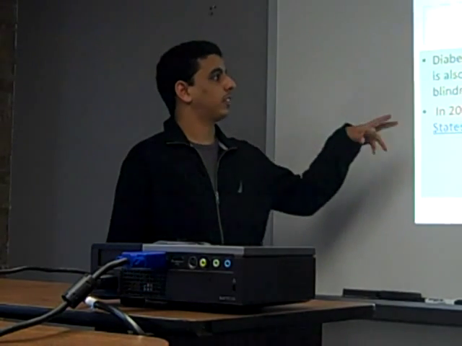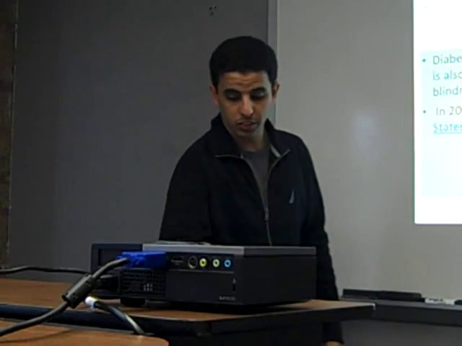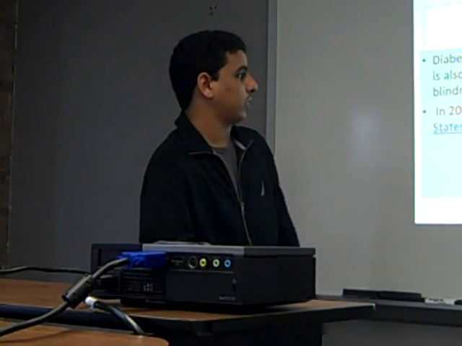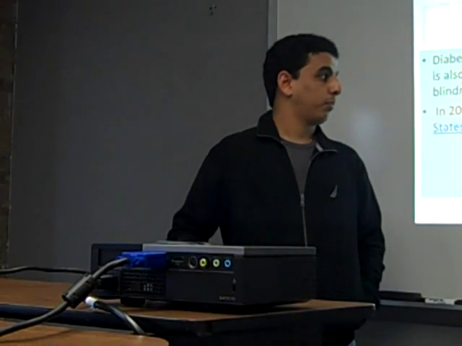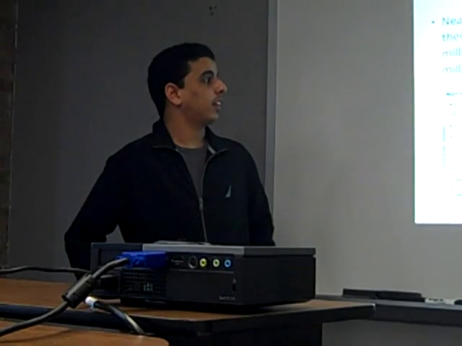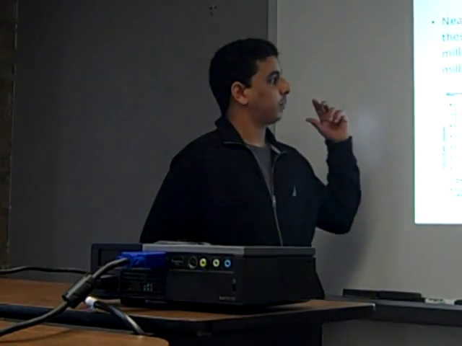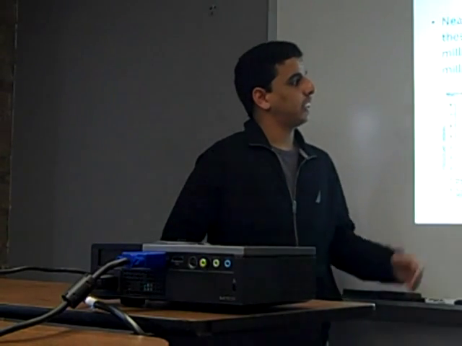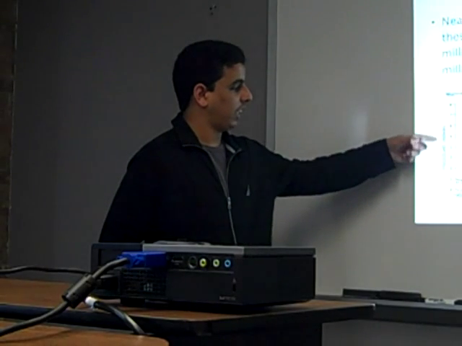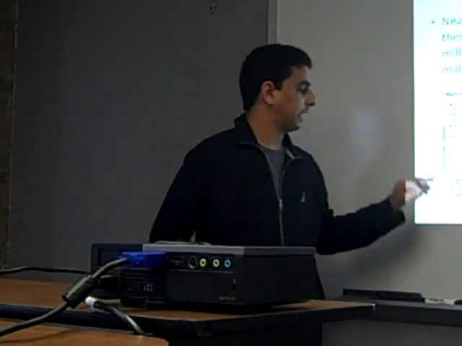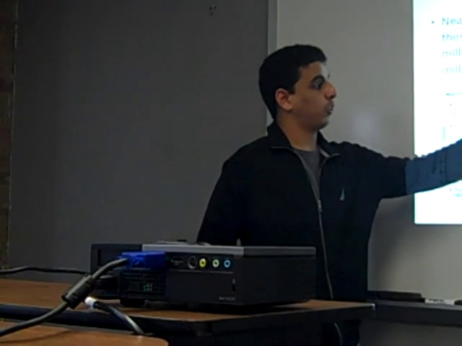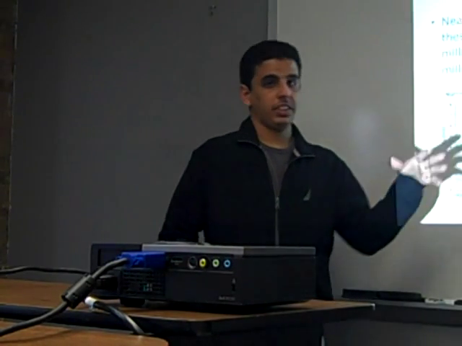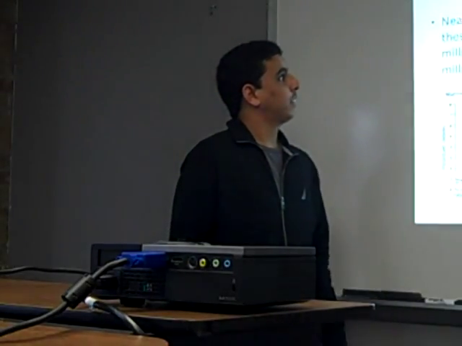The statistic I mentioned in the introduction: diabetes is the seventh leading cause of death, and in 2007, the total cost of diabetes in the United States was estimated at 174 billion. This graph shows the numbers and percentage of the U.S. population with diagnosed diabetes during the years from 1958 until 2006, and you can see the trend of this disease. It's very high, and it's going into the dangerous area because it has increased dramatically year after year.